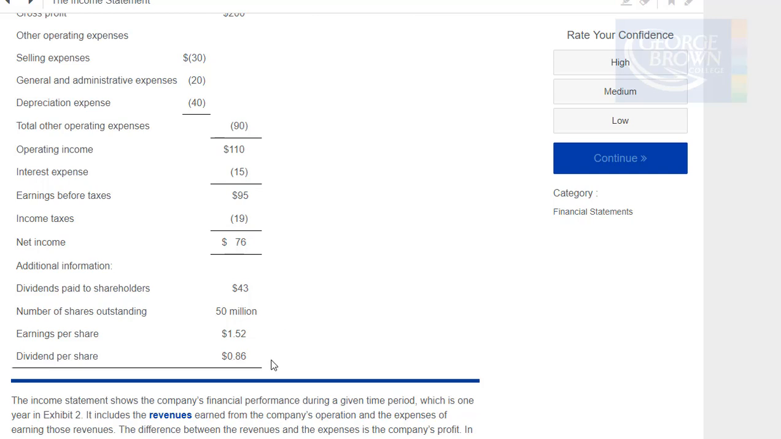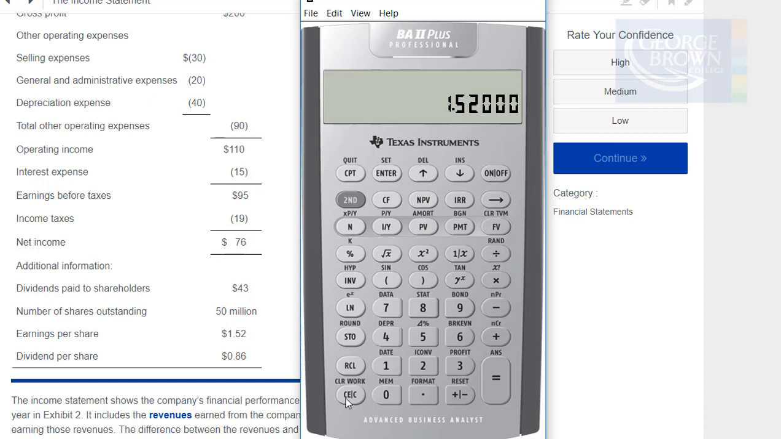And in this case, the dividend per share would be 86 cents. If we just bring up the calculator, we can see dividend was 43 million in dividends divided by 50 million in common shares. That's 86 cent dividend per share. And again, 76 million in net income divided by 50 million common shares. That's earnings per share of $1.52.